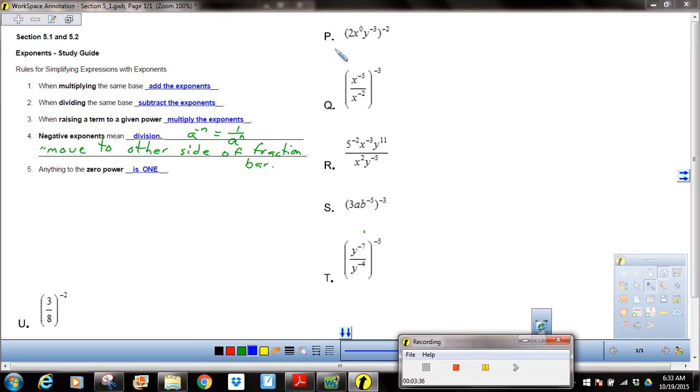We'll continue on question P. We're going to have 2 to the negative 2, x to the 0 raised to the negative 2. 0 times negative 2 is 0. And you could have realized x to the 0 is 1, and 1 raised to any power is still going to be 1. But anyway, y to the 6th power to the negative 2 power would be 1 over 2 to the 2nd.